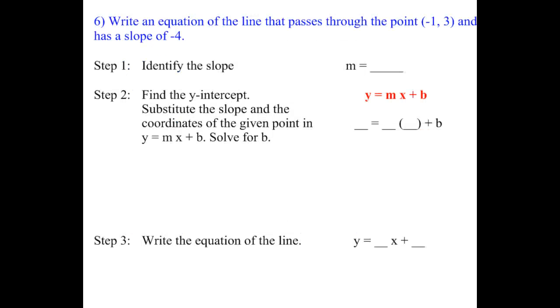So let's talk about some problems that would challenge us a little bit more. Here we have the equation of a line. We need to find the equation of a line that passes through the point negative 1, 3 and has a slope of 4. What's challenging about this is that clearly we have not been given our y-intercept. So let's see how we can take the information we have been given to figure out what that y-intercept is.